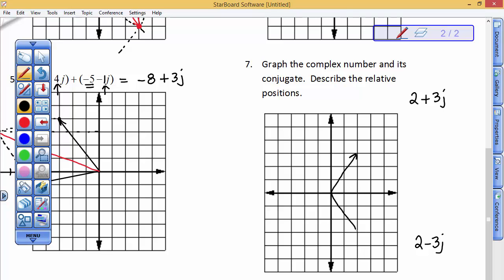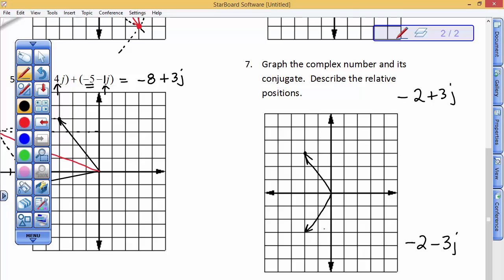Let's pick another one. So let's put a negative value for x, a negative 2 plus 3j. So there's our complex number we're going to work with. So I'd go to the left 2 and up 3, and I'd get this complex number. Its conjugate would be a negative 2. You don't change the real part, you just change the imaginary part. So you go to the left 2 and down 3. So because just the imaginary part gets changed, it absolutely reflects over the x-axis.